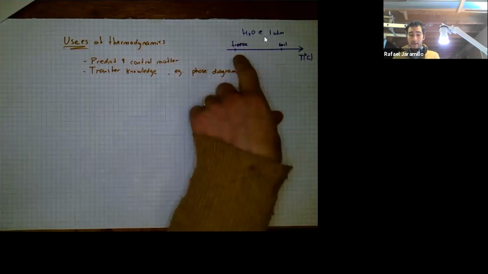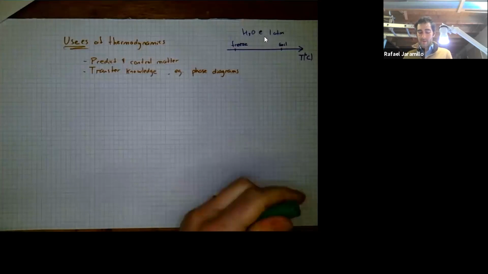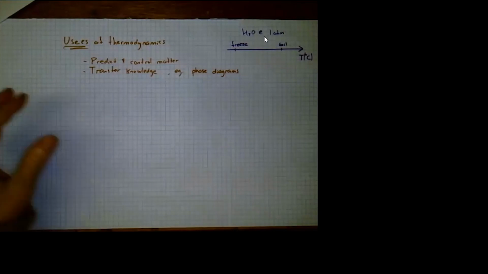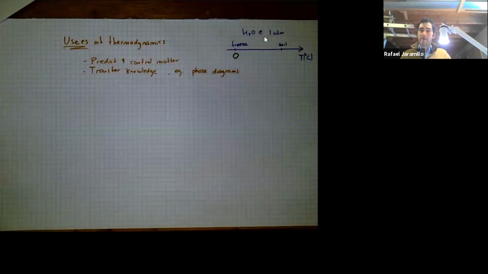Right, okay, so what is the freezing point of water? Somebody, you know this, right? What's the freezing point of water in C? 0 degrees Celsius. 0, right. I'm freezing right now in this basement in the woods in Vermont, so I'm freezing.